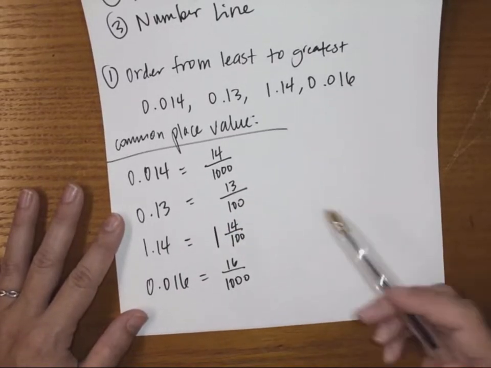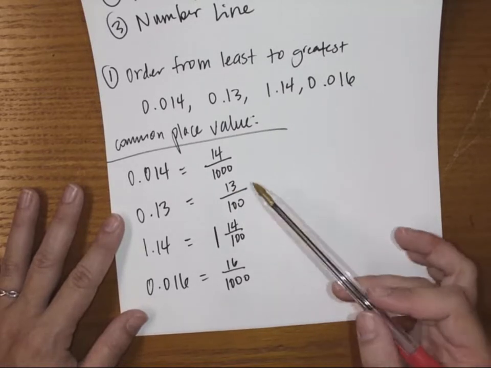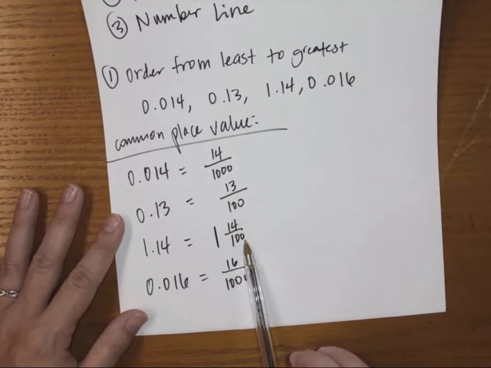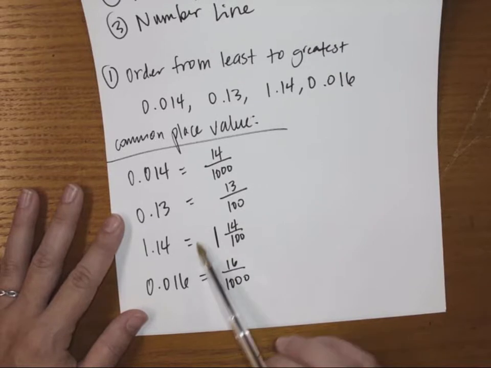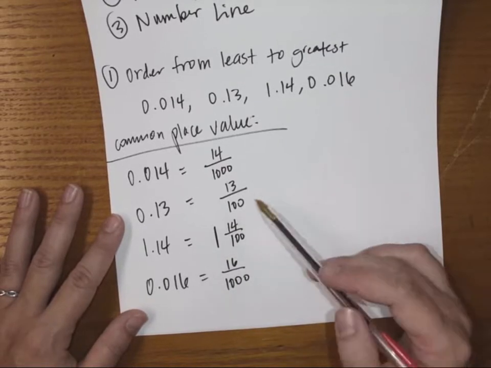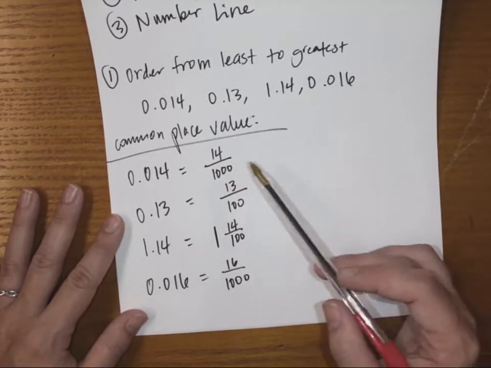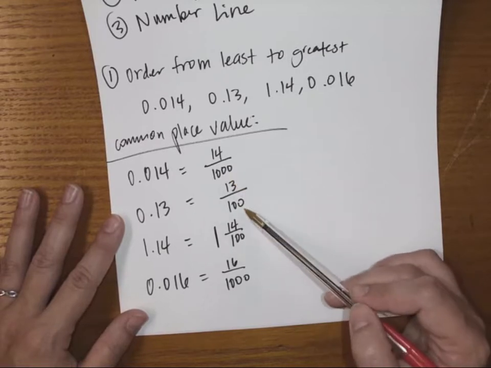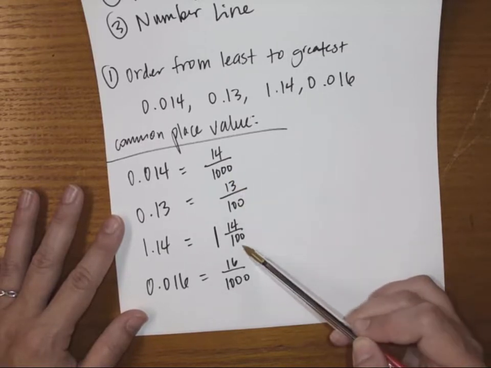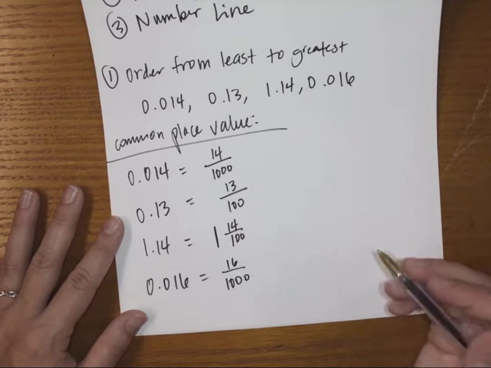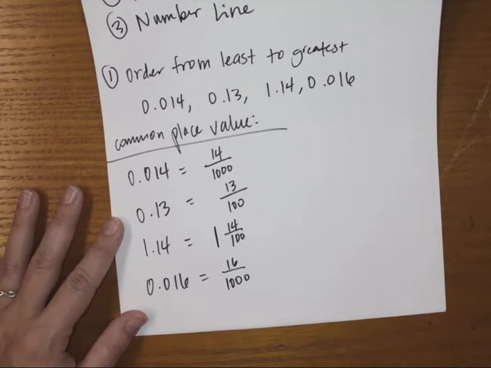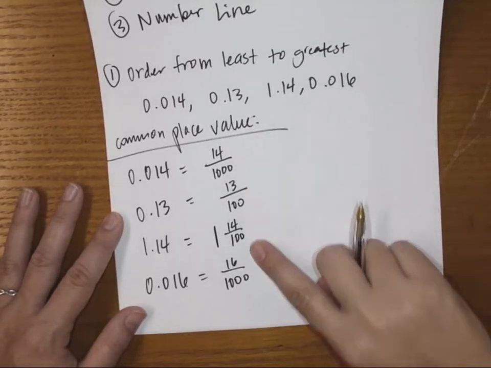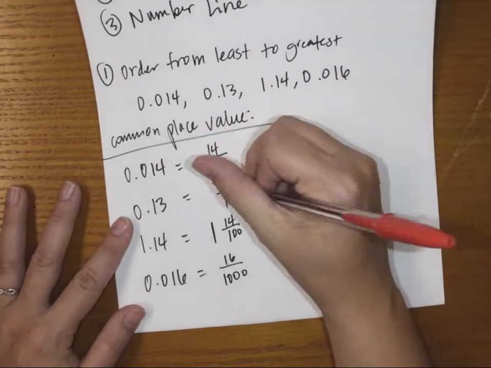So if I'm comparing these as fractions, I can't do it right now. I know the 1 and 14 hundredths would be the biggest one, obviously, because that has a whole and the rest of them don't. But I can't really compare them because they don't have equal pieces. This one has 1,000 pieces make a whole. This has 100 pieces make a whole. 100 pieces make a whole. 1,000 pieces make a whole. So if I got a common denominator, it would help me compare them a little bit better. So let's make them all into 1,000 pieces make a whole.